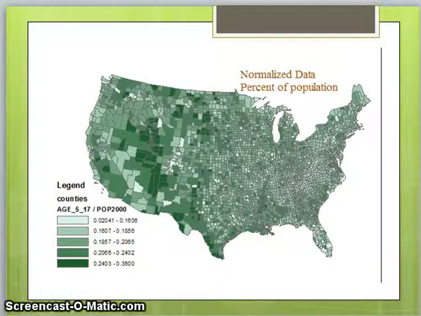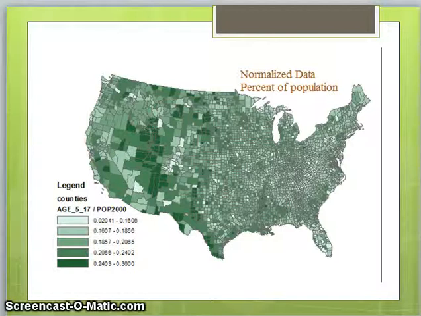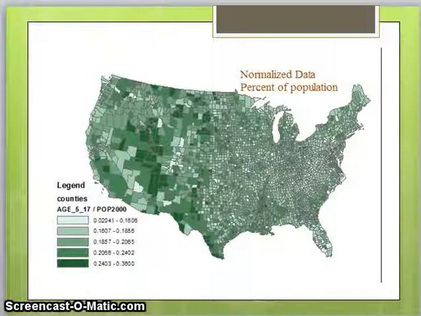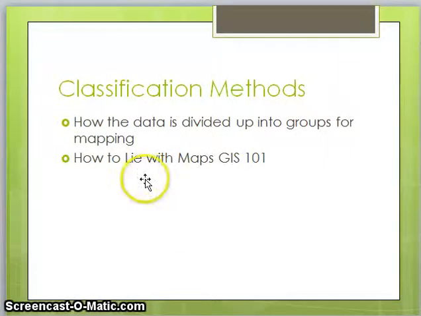And this data was, let me go back here. Yeah, this data was actually normalized to show the percent of the population that is ages 5 to 17. And this data was normalized by the area of the county. Don't know why I did that.